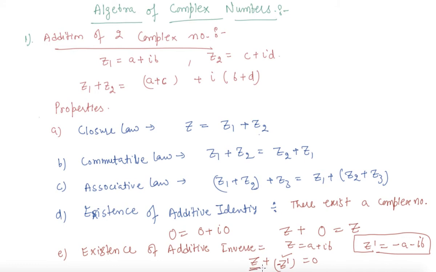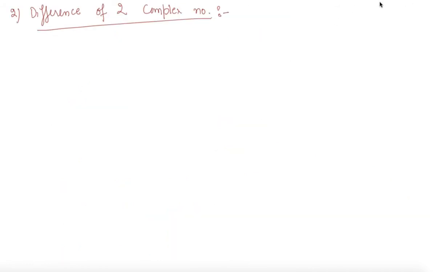So now let's move to the difference of two complex numbers. Let's say z1 is a plus iota times b, and z2 is c plus iota times d. So when we do z1 minus z2, it is a minus c plus iota times b minus d. So this is how subtraction takes place when you are subtracting two complex numbers.